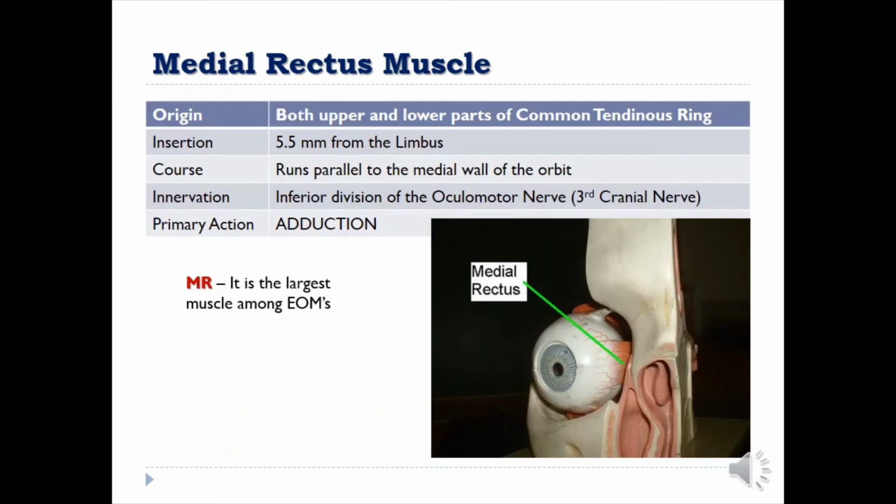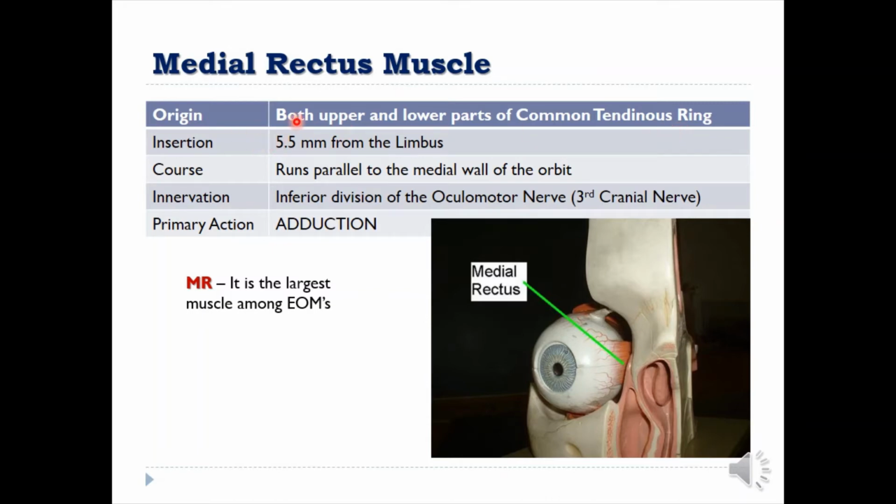We already discussed the superior rectus and inferior rectus. In this slide we'll be discussing the medial rectus. Let me take the laser pointer. Medial rectus muscle. From this picture it is very clear, this is the medial rectus. Your nose is here, so this is the medial rectus muscle. Its origin is both upper and lower parts of the common tendinous ring. But if you're confused, just remember it as the medial part of the common tendinous ring. There is no harm in saying that.